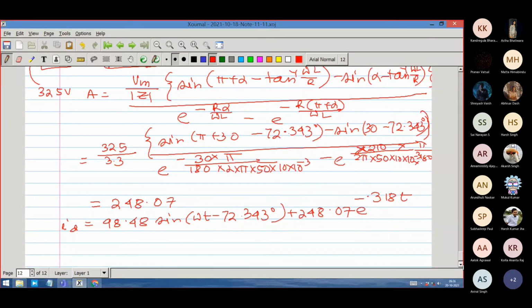VDC by R, that part is not there, so that is the expression of the current. So that is ID, and the average value of the current, ID naught. This is the current expression. So ID naught, putting alpha equal to 30 degrees, omega t equal to 30 degrees. I'm getting 93.48. Sorry, minus 93.84 plus 248.07.